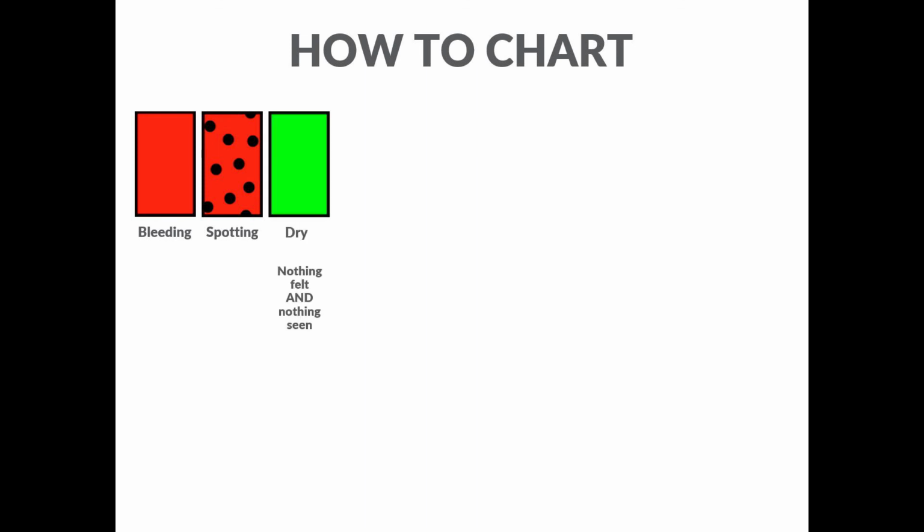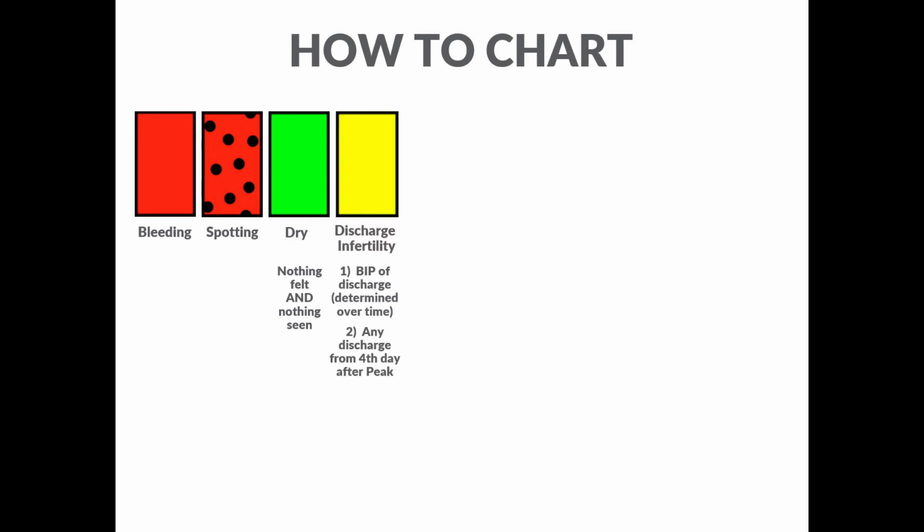All right, now we have green stickers. Now there's a little rhyme that goes along with green. Nothing felt and nothing seen, that's the day to use the green. So these are the days that there is nothingness. You don't feel anything, you don't see anything, and then we would use a green sticker for that. And now we have yellow stickers. Now yellow stickers are given over time. It's not a stoplight. It's not a maybe day. We don't do maybe days in Billings. It is just as infertile as green. It's just indicating that there is discharge that you either see or feel. And we've determined over time that it is not fertility. So that will be the yellow sticker.